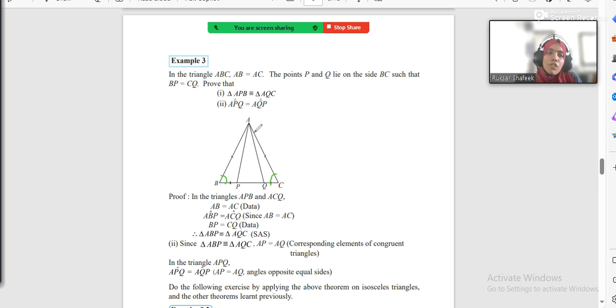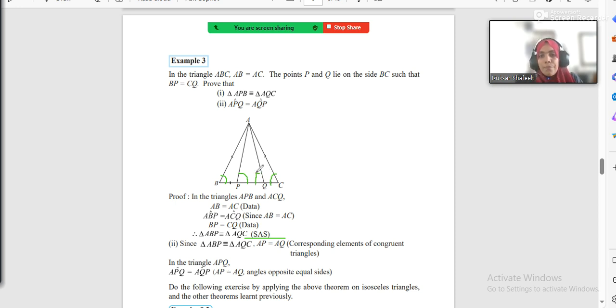I think we've pretty much got all the data marked, and it's quite clear. We have a side, an angle, and a side, so they're going to be congruent under side, angle, side. After that, they're telling us to prove that angle APQ, we are referring to not APB but APQ, this angle is equal to angle AQP. These two angles are equal.